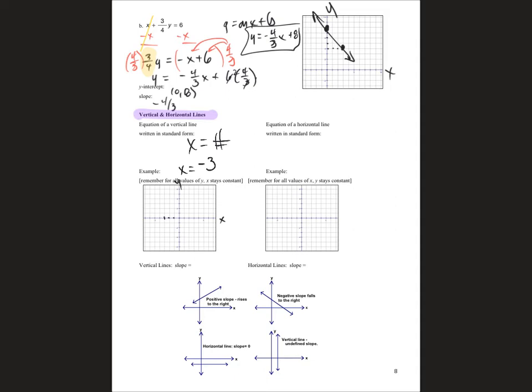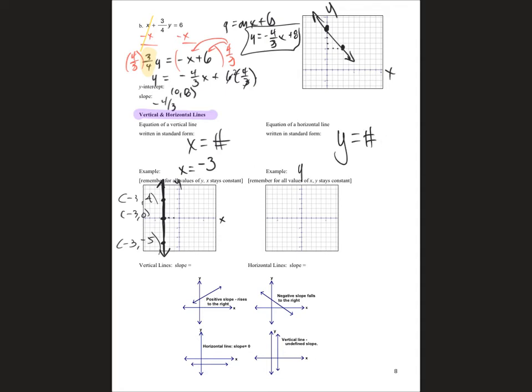Well, when x is -3, I'm here. Every point on this vertical line has an x value of -3. So like (-3, 0), (-3, 4). I don't care where you are, you're always an x value of -3. For a horizontal line, written in standard form, it's always y equaling a number.